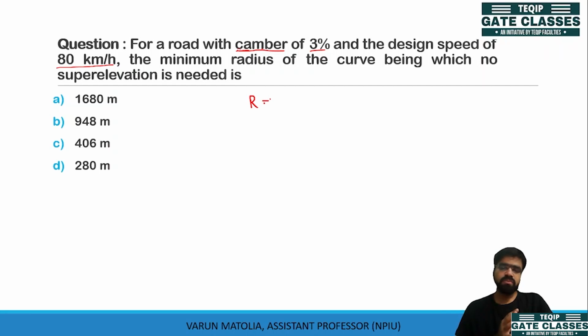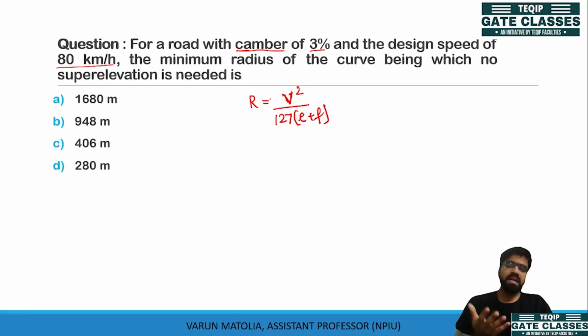radius is equal to V square by 127 (e plus f). They are not providing super elevation. Instead of super elevation, we have this camber value, because while we provide a super elevation, we remove the camber, or we increase the camber to a limit up to super elevation. So we can write super elevation here. Super elevation can be replaced by the camber value.